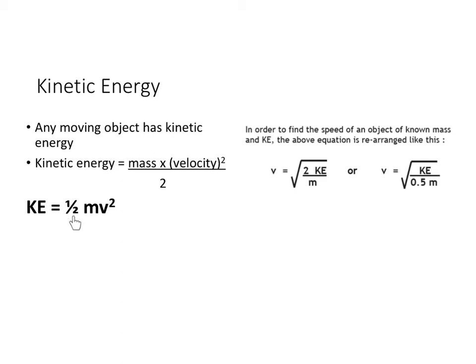Simply put, kinetic energy equals a half, it's just a number, times the mass times the velocity squared. Now, if we want to find the speed of an object when we know the kinetic energy, we've got to rearrange it. Simply put, the velocity equals the square root of 2 times the kinetic energy over the mass. I'll show you how to do that in a short while.